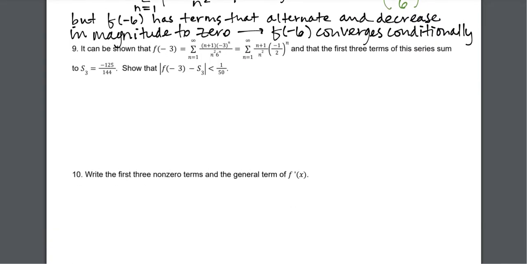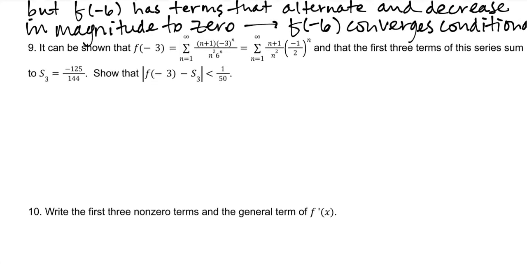It can be shown that f of negative 3 equals, okay, we plug in negative 3 and we get negative 1/2 to the n, along with the other stuff that we're familiar with, and that the first 3 terms of this series sum to S3 equals negative 125 over 144. That's nice, but I don't think we actually need to know the value of that. Show that the absolute value of the difference between f of negative 3 and S sub 3, the difference between the true value and the approximated value, that's the error. So I want to show that the error is less than 1 over 50.